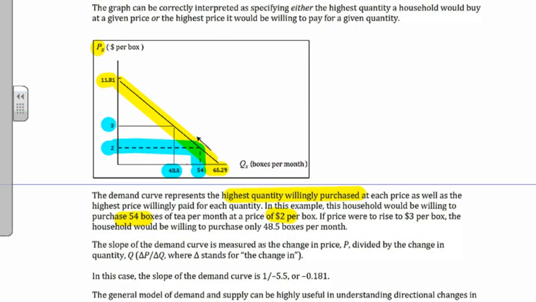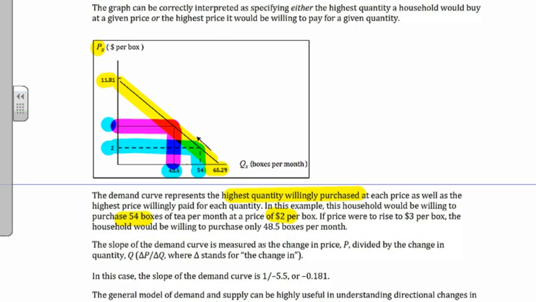Now we're going to raise the price. Take the price up to $3. What's going to happen? Now we're only going to purchase 48, and that makes sense, doesn't it? Because the price has gone up, I am prepared to purchase less. Well, I can afford less, perhaps, or whatever it happens to be.